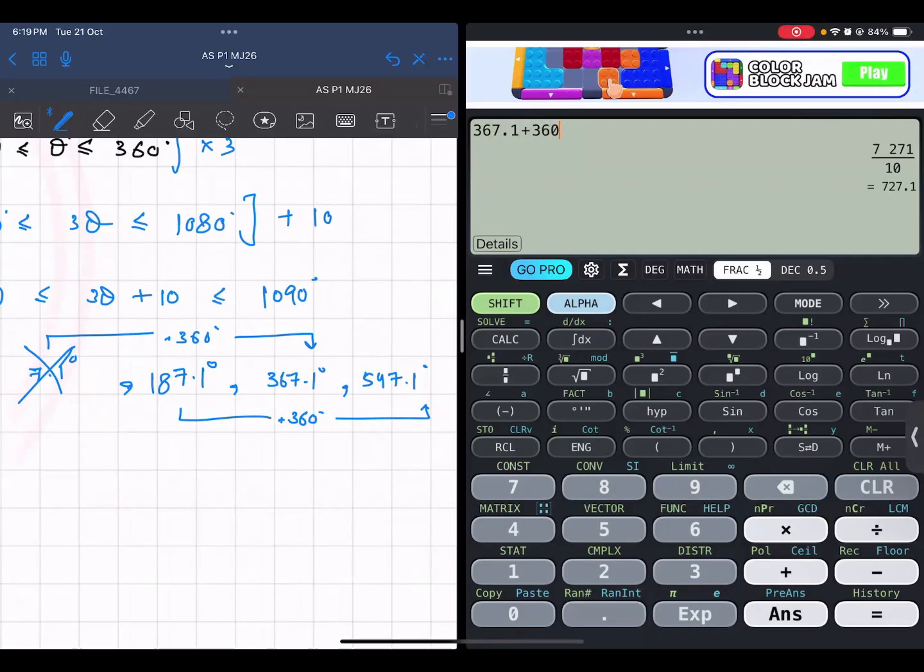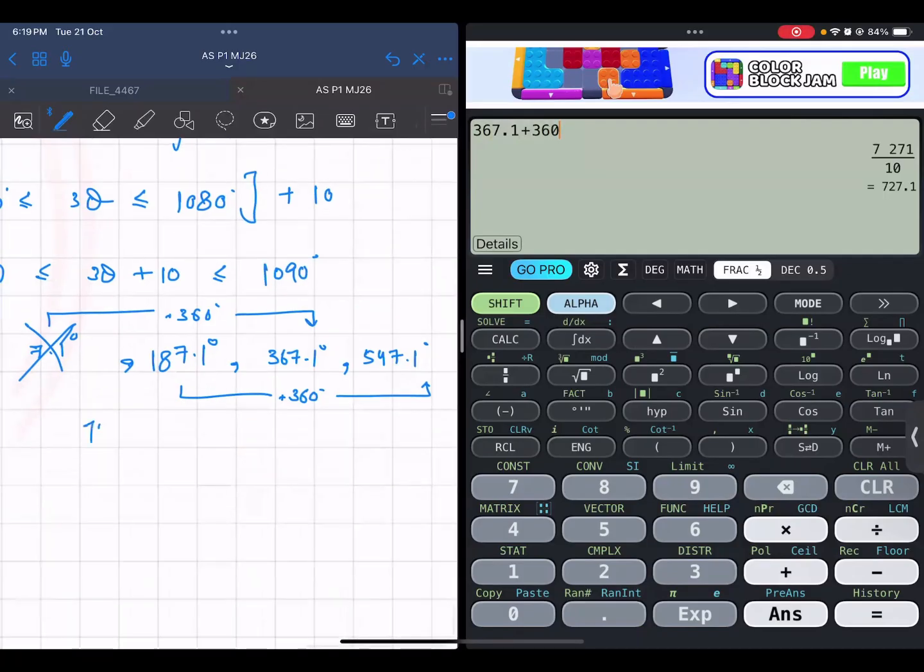So if you again add 360 to 367.1, this is still in the range, 727.1, and 547.1 plus 360 is 907.1. Again, let's try 727.1 plus 360. This is 1087.1. Look, this is again within the range. It is less than 1090. But the next one would be out of the range.